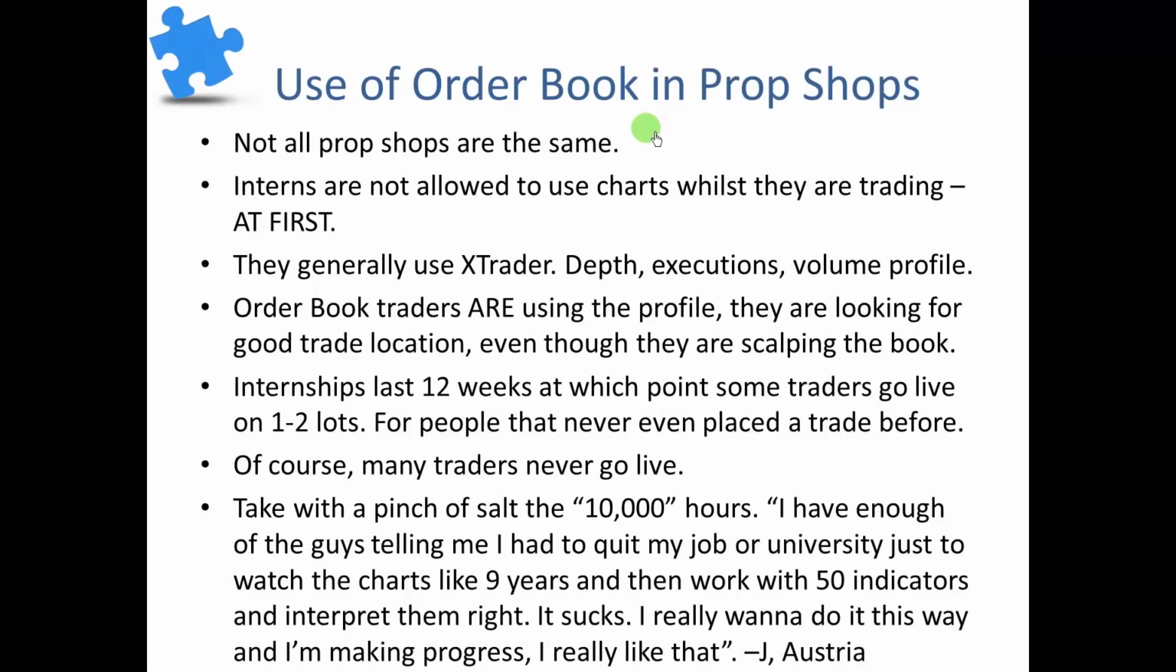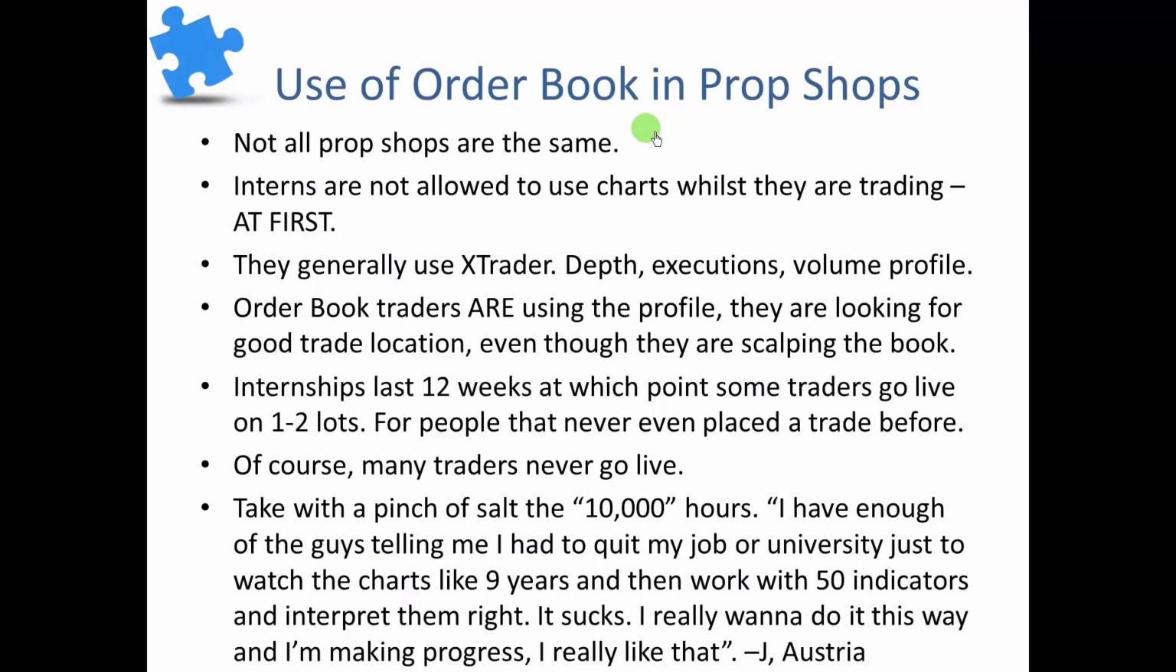So let's have a look at what prop shops do. And when I'm talking about prop shops here, I'm talking about traditional bricks and mortar prop shops where they take in interns and actually give them an education. So they're not all the same. They don't all focus on the same set of techniques. Some prop shops are actually strategy specific.